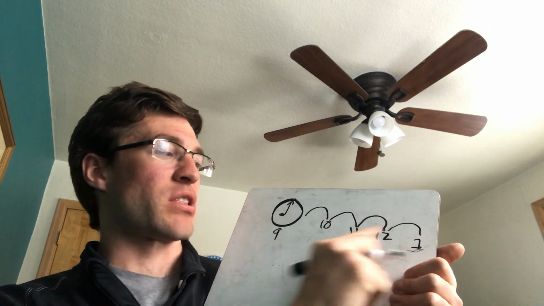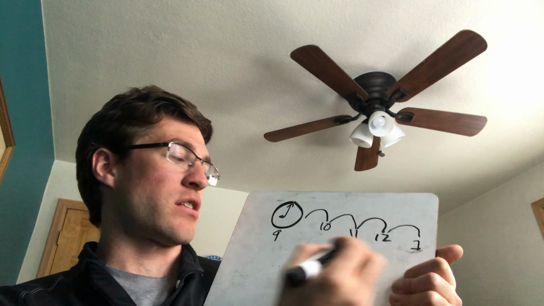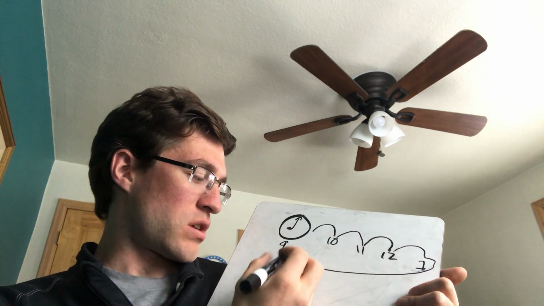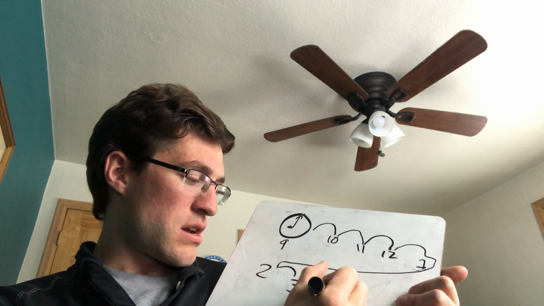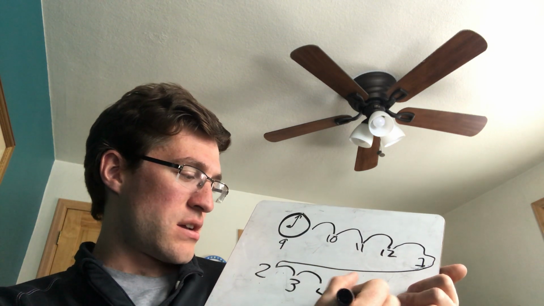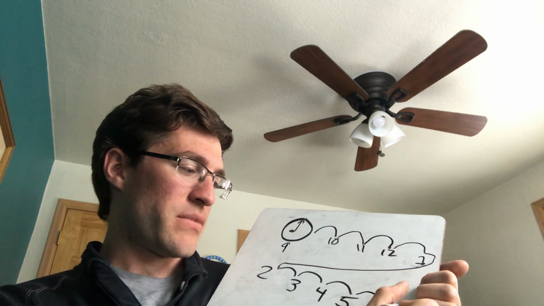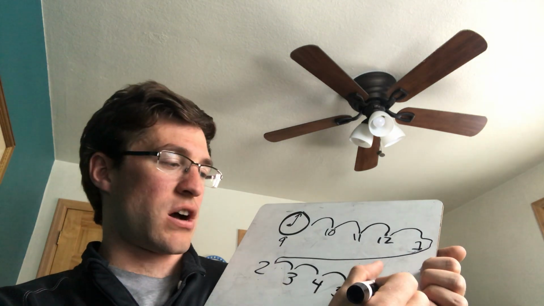Okay, so it's like a number line, but it repeats back down to 1 after you have hit 12. So 1 o'clock, and then 2 o'clock. We're going to bring this one down here. 2 o'clock, and then 3 o'clock, and then 4 o'clock, and then 5 o'clock, and then 6 o'clock, 7 o'clock, and that was when Sam woke up.